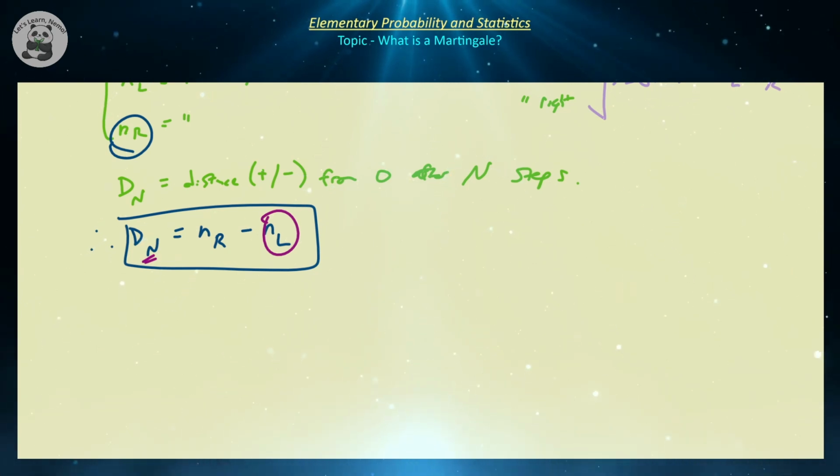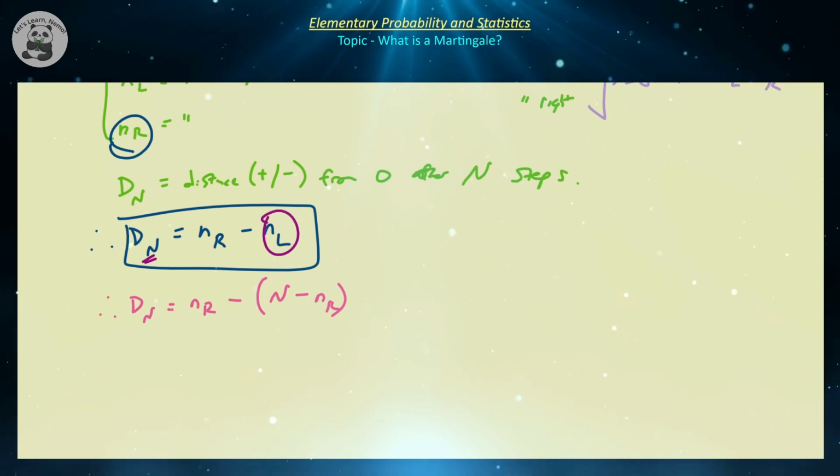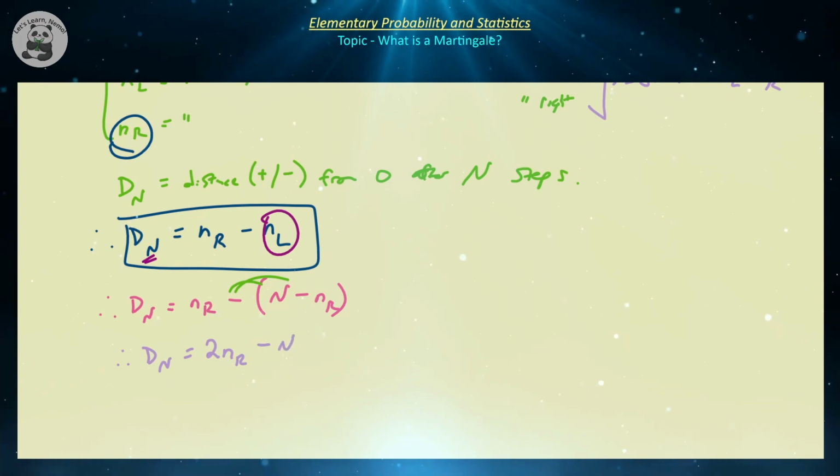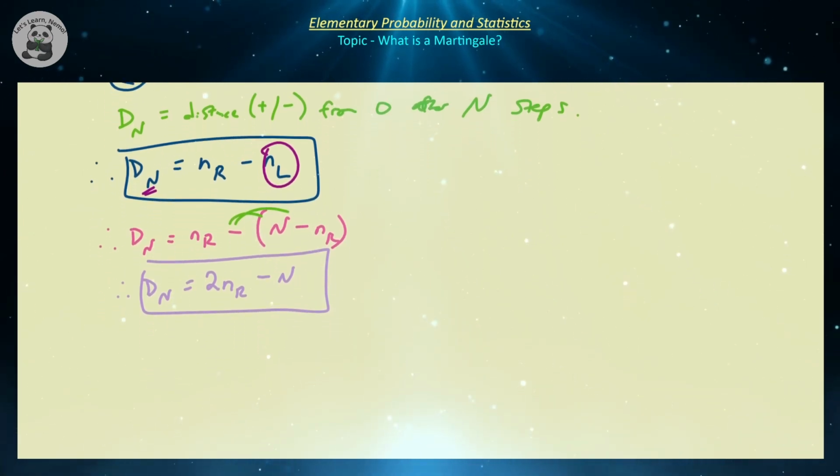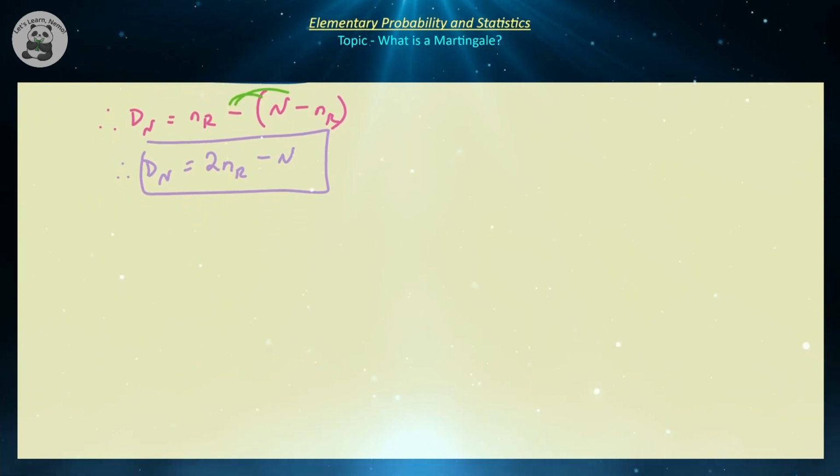So if we replace nl, for example, we can write this as dn is equal to nr minus (capital N minus nr). We can rearrange this by distributing our negative sign inwards, and we're going to have two nr's, so we can write dn with respect to nr as 2nr minus n. You could also write it in terms of nl as well, but it doesn't really matter, though technically most people go for the positive version of that.